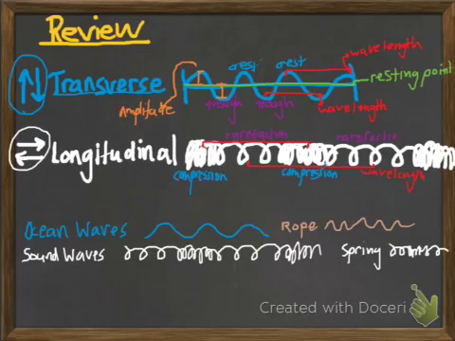Next time we're going to be talking about how the different parts of the waves interact, and how, if you change one part, let's say you increase the wavelength, that affects the amplitude, or the height, of the wave.